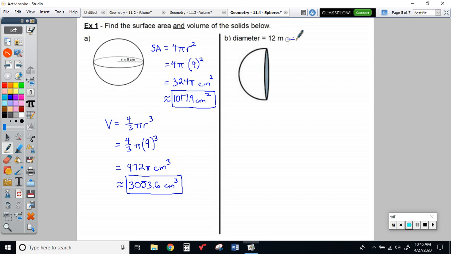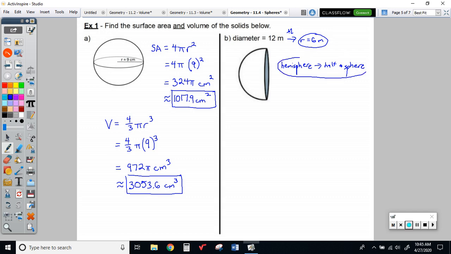On this one, if the diameter is 12, the radius, we just divide that by 2, and the radius is going to be 6 meters. So we will use that as our information to plug in. This is, however, a hemisphere. So you may find this useful to write down hemisphere. I mentioned this already. Hemisphere is half a sphere. But when it comes to volume, it's just going to be half of the volume formula.